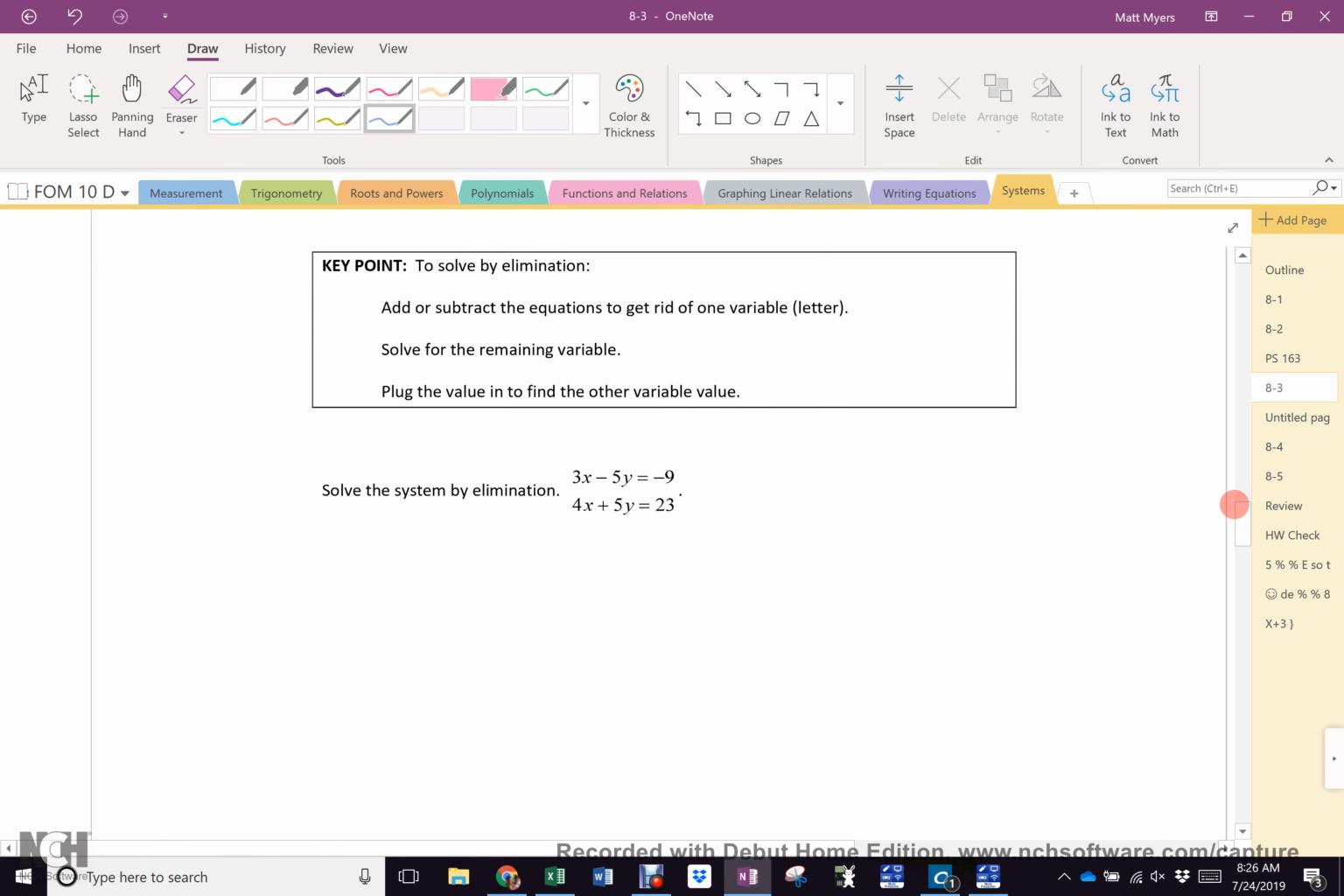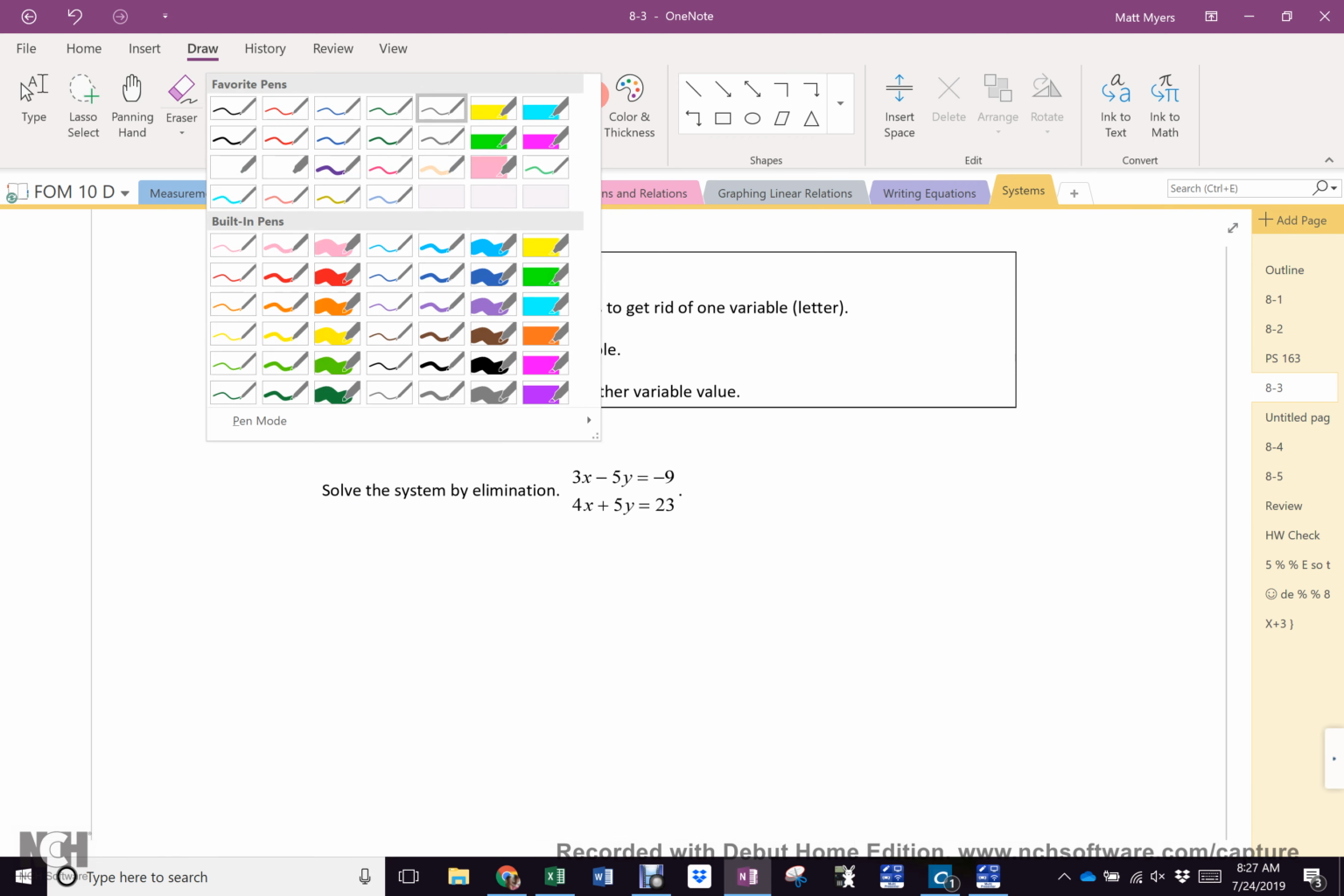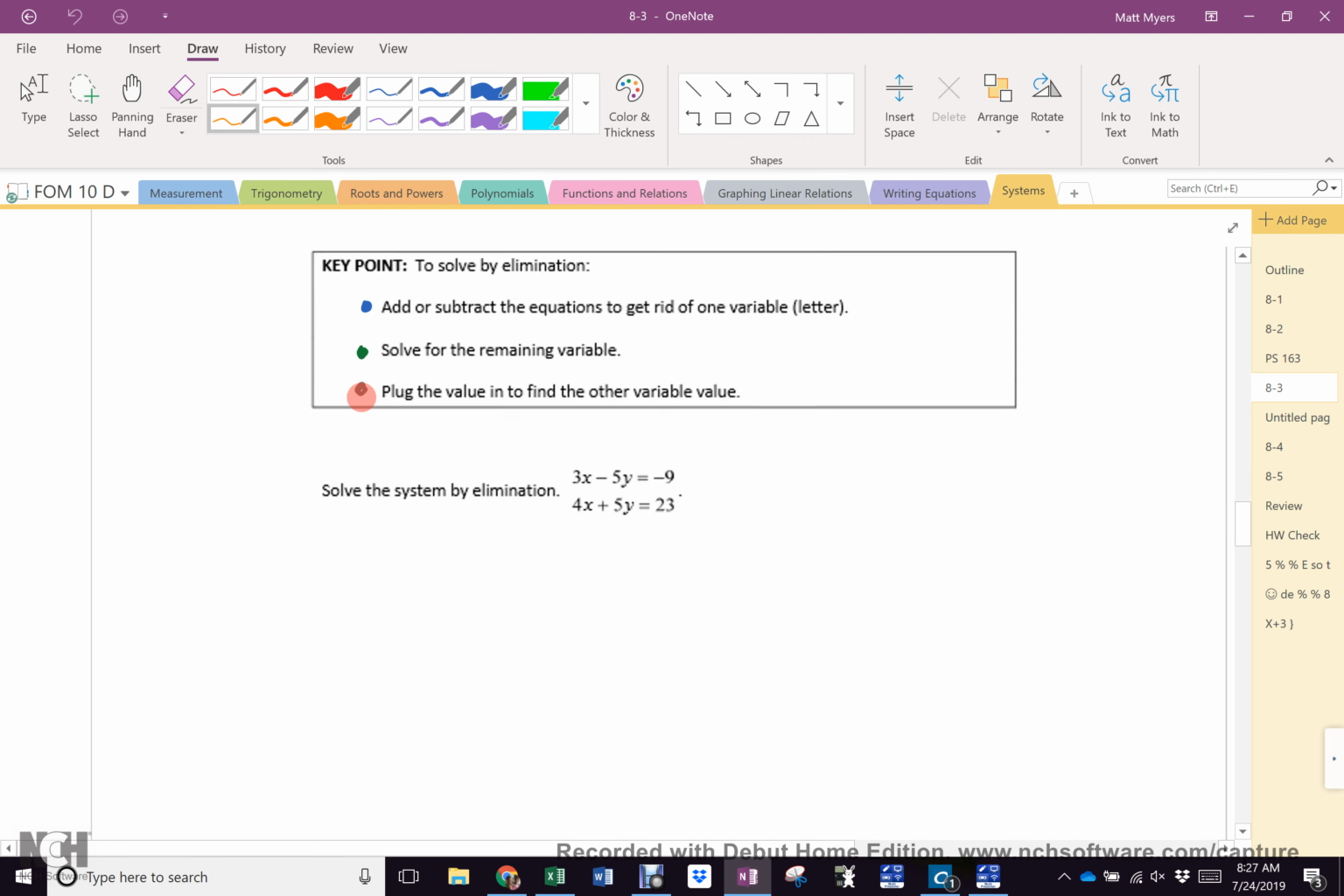Turn the page over. Let's go through elimination. We'll do all the steps in color codes again. Step 1, add or subtract. Step 2, solve for the remaining variable. Step 3, plug that variable in to find the other variable. And what is step 4 that I don't write, but I found I have to write now because kids refuse to do it? Check. Because is there any need to ask me to check over your work? No, because math gives you the answer.